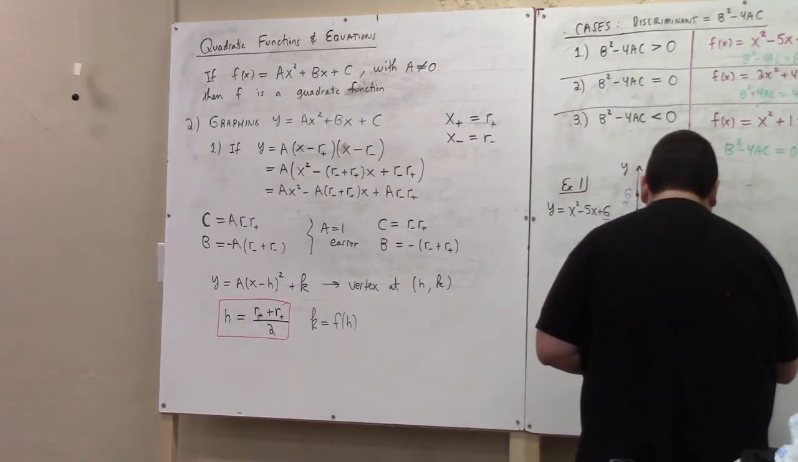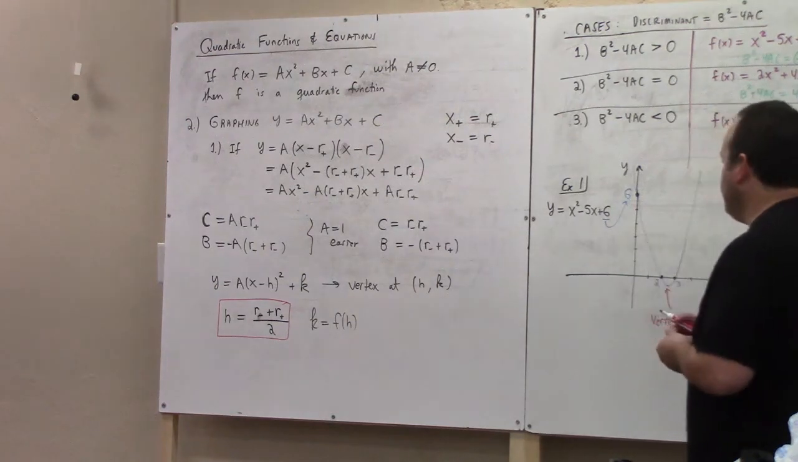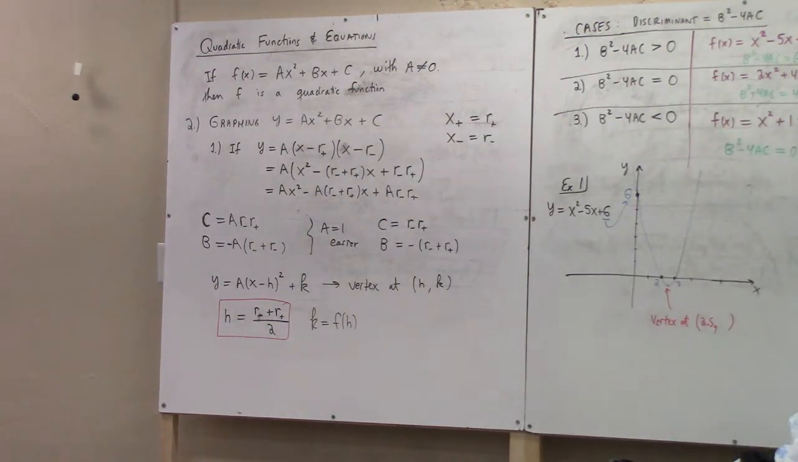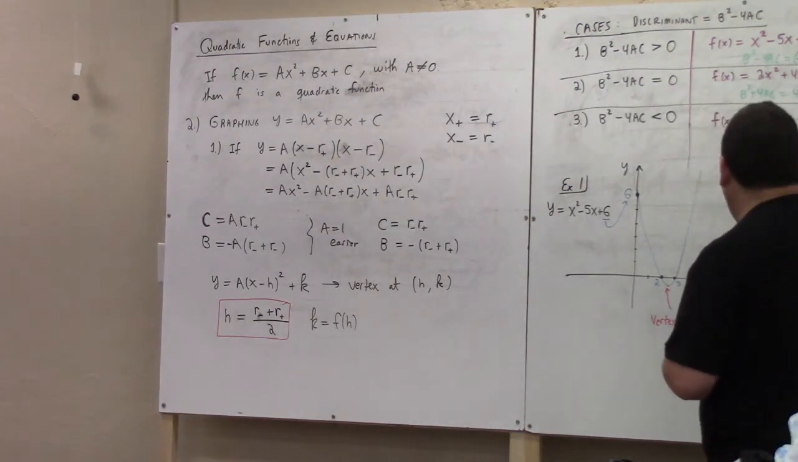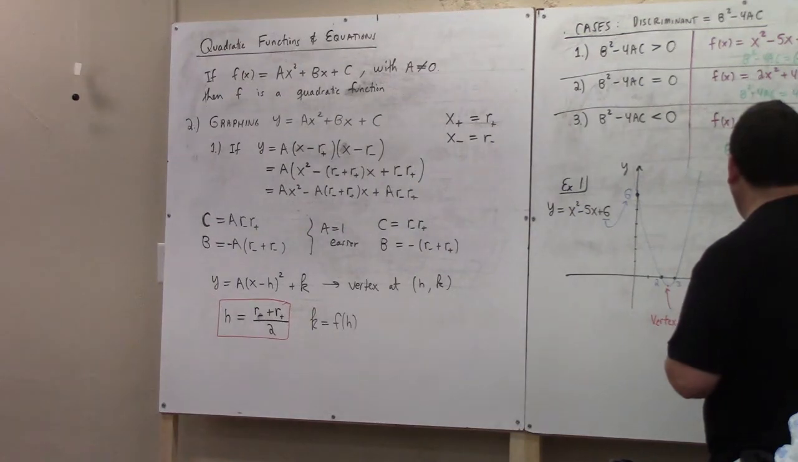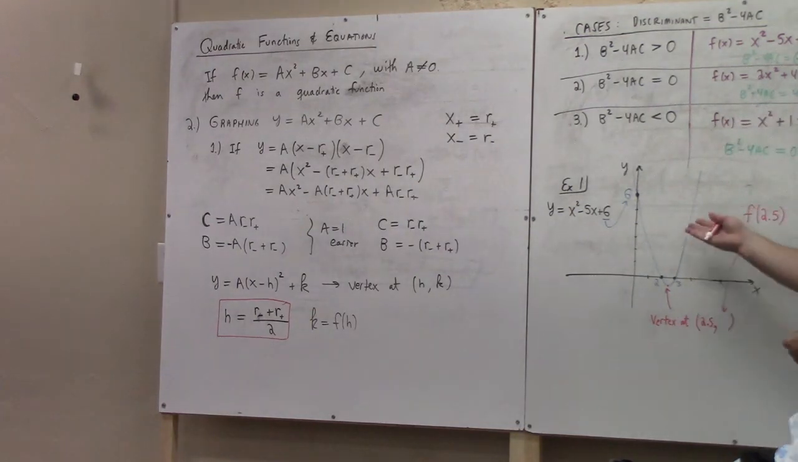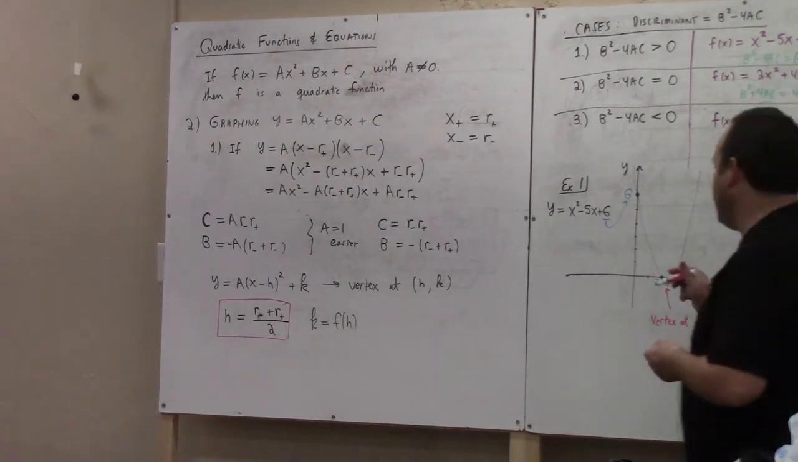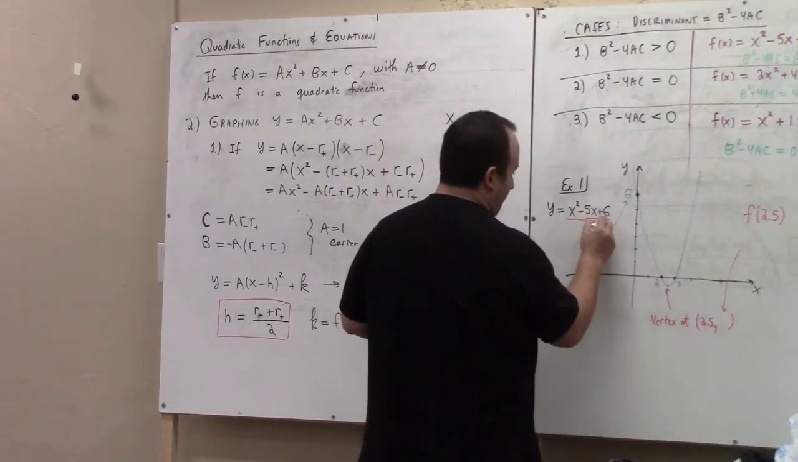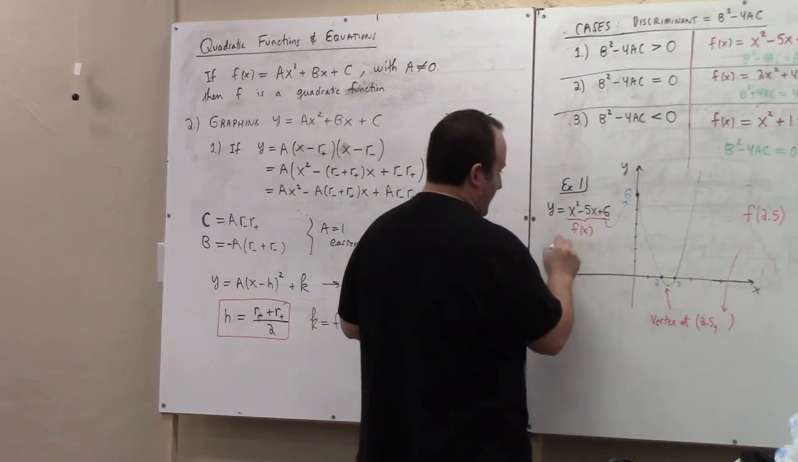And what's the y component of the vertex? It's complicated, like we have to figure it out. So what to put there? f of 2.5 should be the y component, right? Because this is the graph y equals f of x, where f of x is x squared minus 5x plus 6, right? Where do you plug it in? Yeah, plug it into the formula.